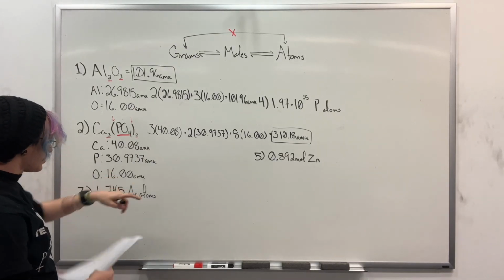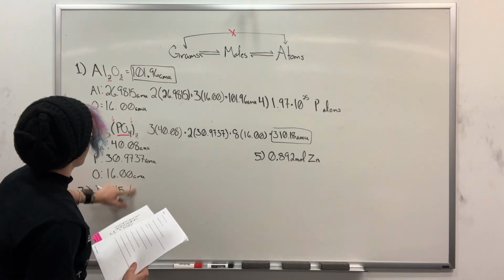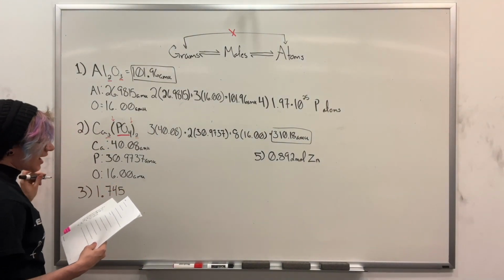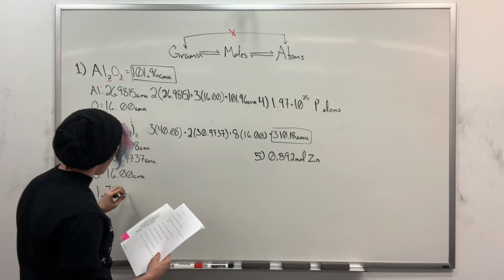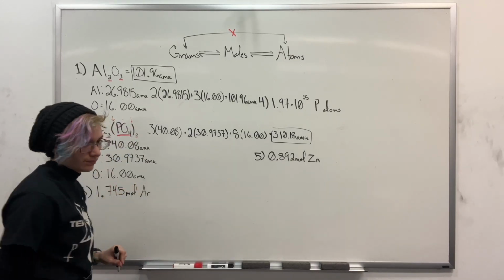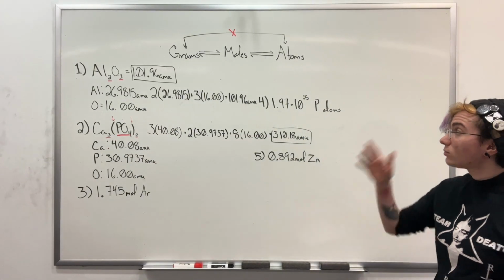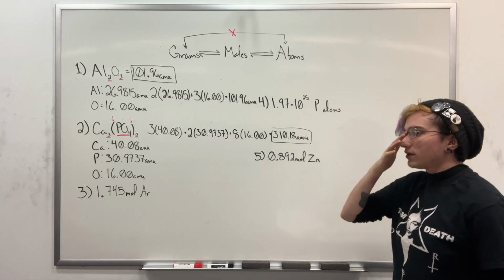So for 3, calculate the number of, oh, I wrote the wrong thing, sorry. Calculate the number of argon atoms in a 1.745 mole sample of argon. So we are starting with moles of argon and we want to get to atoms. That is going to then utilize Avogadro's number.